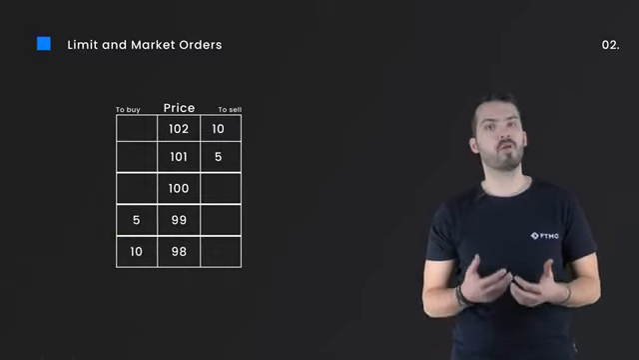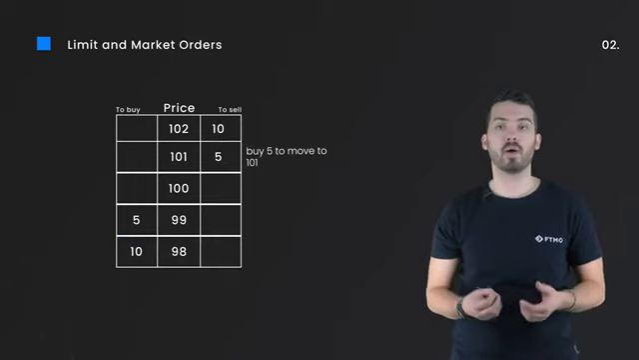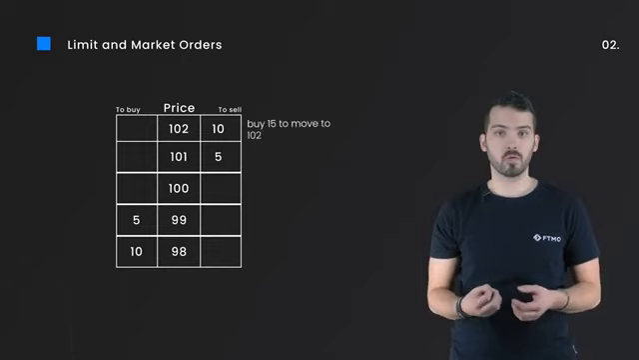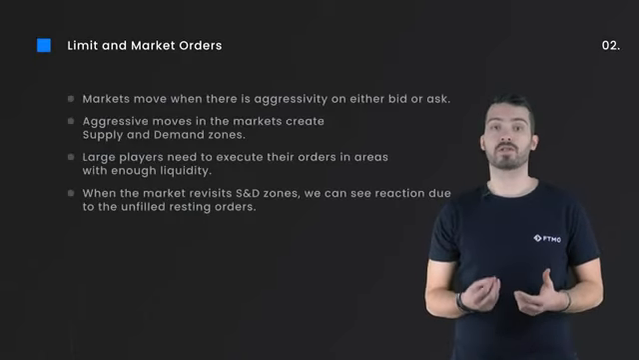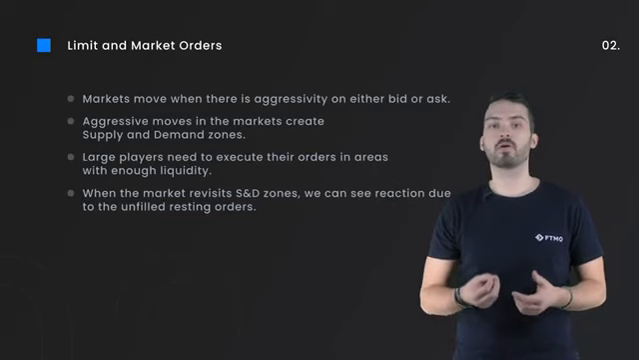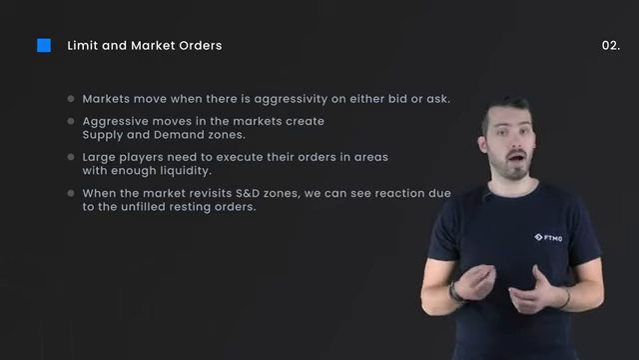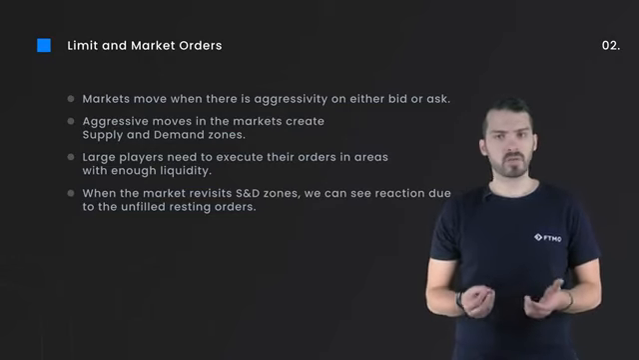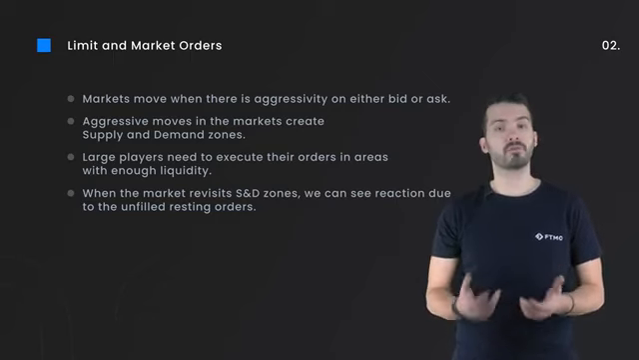For the market to move higher, there has to be someone who will buy 5 contracts to move to 101 and 15 contracts to move the price to 102. If aggressive buyers want to move price higher, the limit sellers above the price start to pull their orders from the order book, and the price will just keep climbing higher. When there is an obvious aggressiveness from either side, supply and demand zones are created.